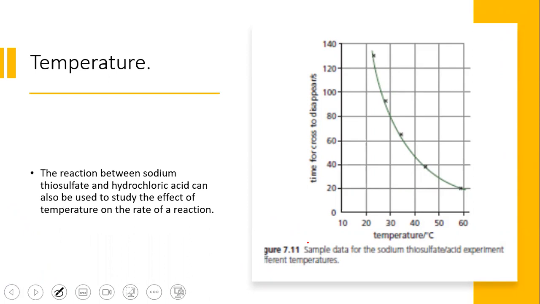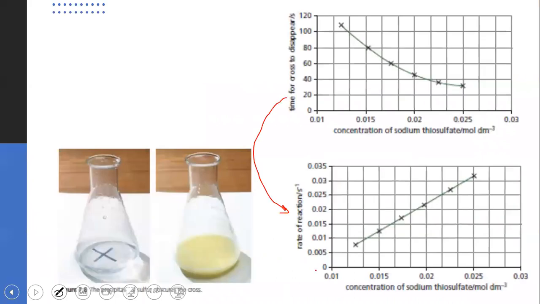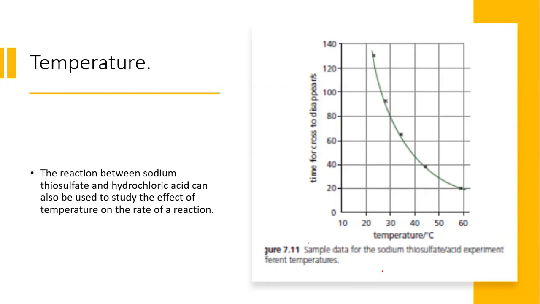Now let's talk about temperature. When you talk about temperature, we will repeat the same experiment, the one with sodium thiosulfate and hydrochloric acid, with the cross disappearing. We were noting down the time taken for the cross to disappear. We are doing the same experiment, but instead of changing the concentration, we are increasing the temperature. What you will observe is that as we increase the temperature, the time taken for the reaction to complete decreases. The reaction will need less time to complete as our temperature increases.